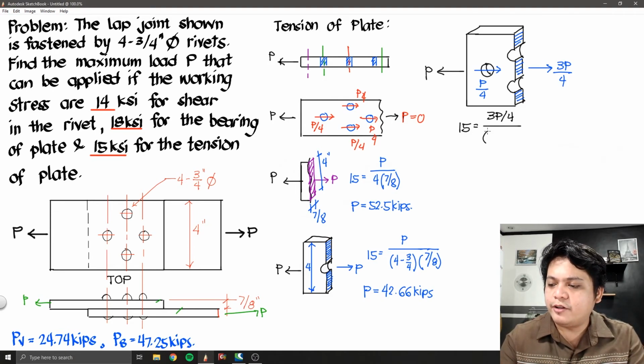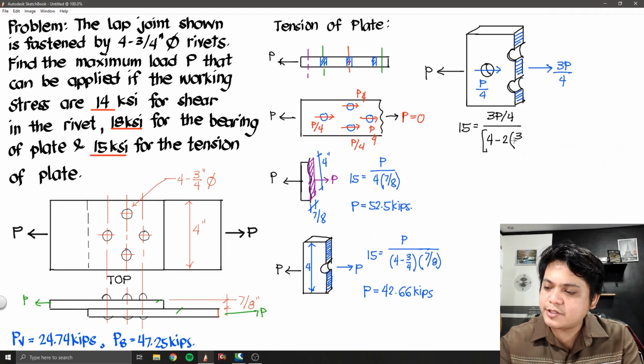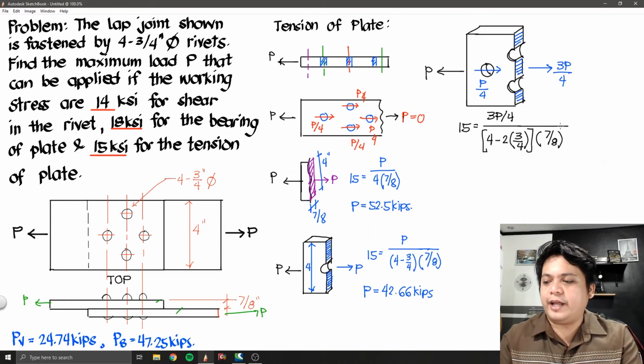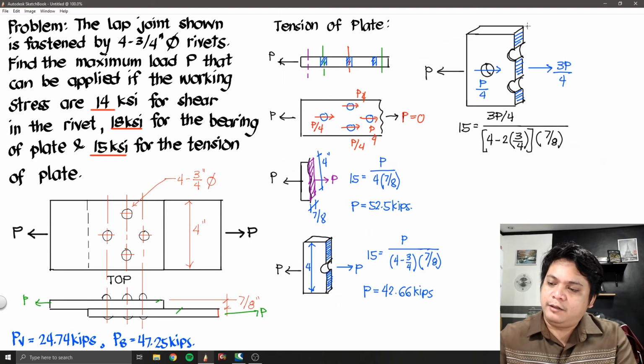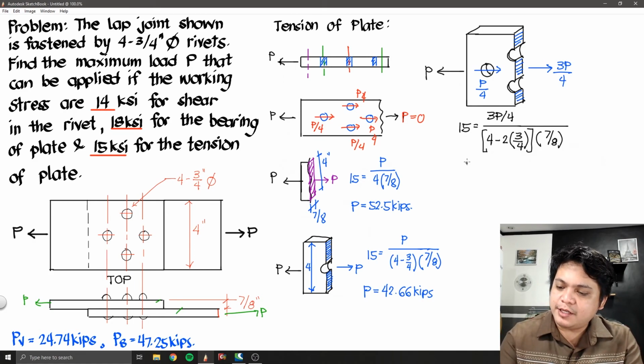My area now, I will subtract two wholes, two diameters. One, two. And that is the diameter. So, minus 2 and 3/4. Okay? And then, multiply by the thickness of 7 over 8 to get the area. So, I just took this width, which is 4, subtracted two diameters, then multiplied by the thickness. With this, I can now have the value of P.